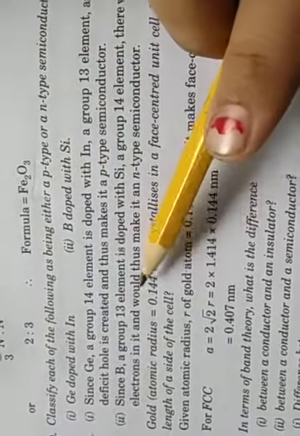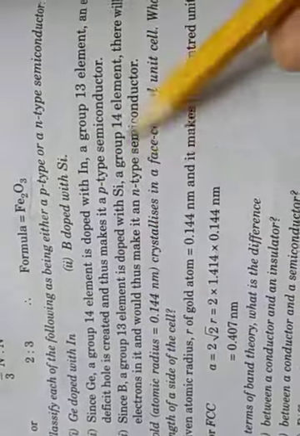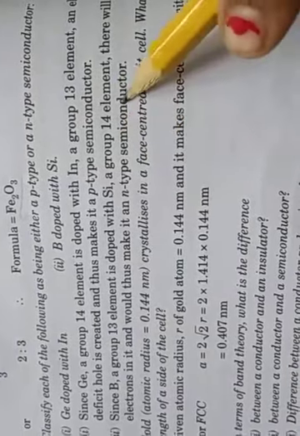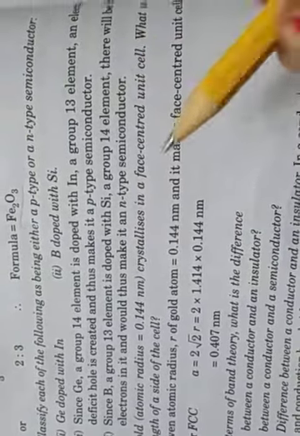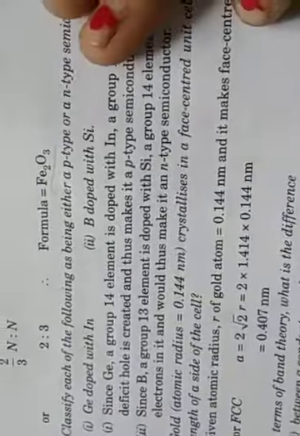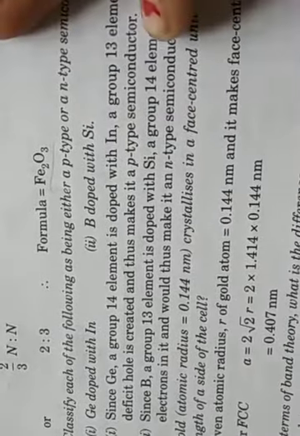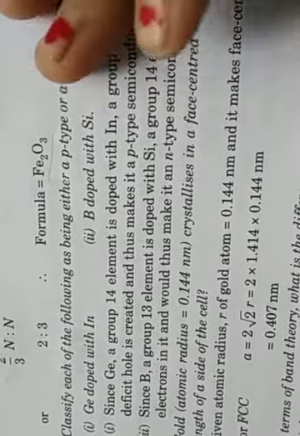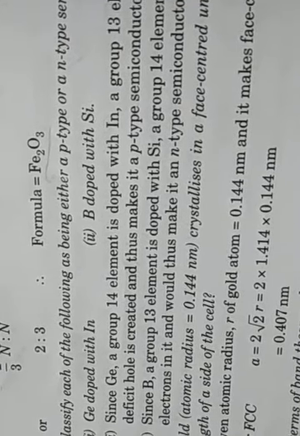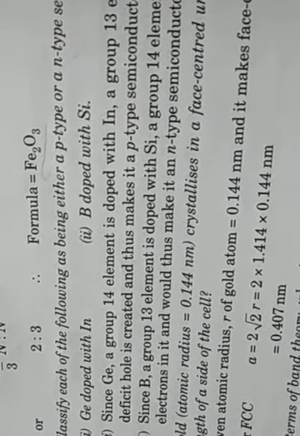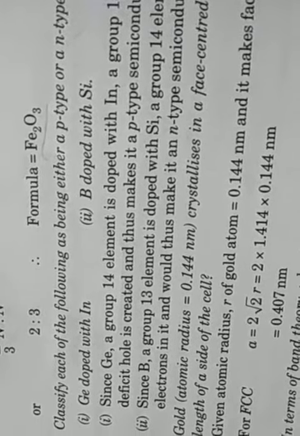Then boron doped with silicon. So boron, a group 13 element, is doped with silicon, group 14. So there will be a free electron in it, so it makes an n-type semiconductor. You only have to learn this: element of group 13, otherwise group 14. If it is electron rich, that is n-type. If electron deficient, it is a p-type semiconductor.